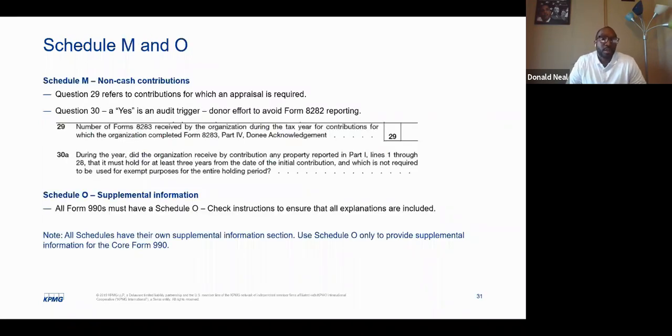Schedule M is in regards to any non-cash contributions. Typically, you have to fill out Schedule M if you have more than $25,000 in non-cash contributions.